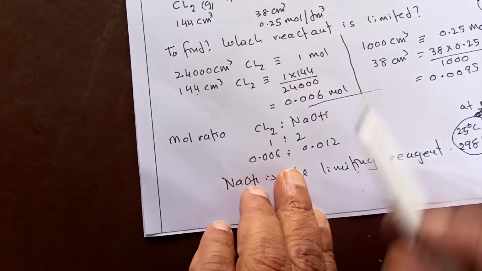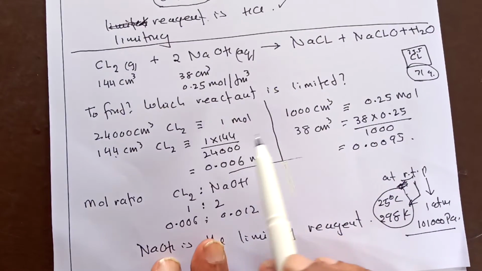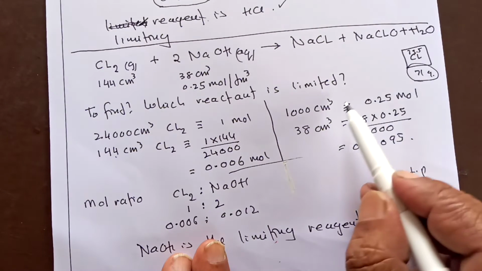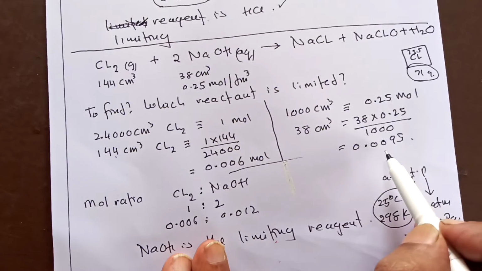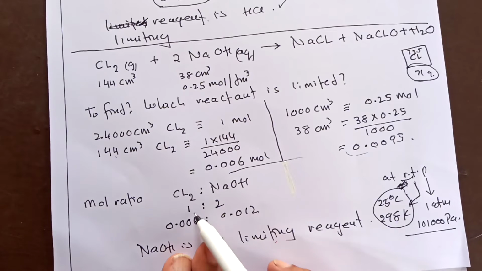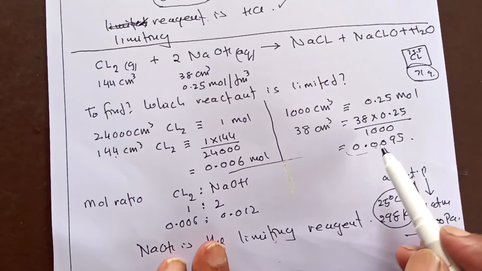Now, let us analyze this. Our question is, which reagent is limiting? What is the limiting reagent? So you have 0.006 will require 0.012 of NaOH. You can see that of NaOH, we don't have 0.012. We have much less. This figure is less than this figure. So I want 0.012 NaOH for complete reaction with the chlorine. We cannot do this because we have only this.